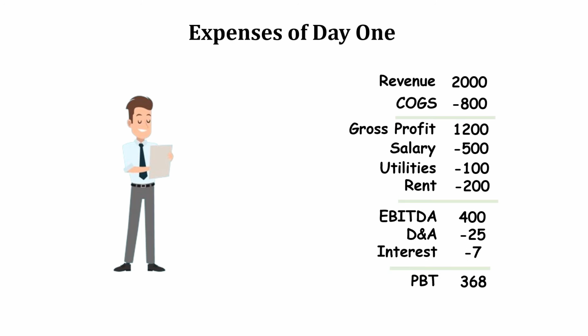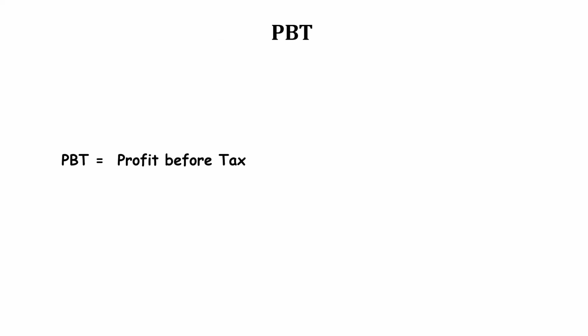After subtracting depreciation and amortization and interest from EBITDA, we arrive at a PBT, which is profit before tax, and its value is 368 in our case. Let me explain PBT. It is nothing but profit before tax. This is a taxable income on which actual tax is calculated.